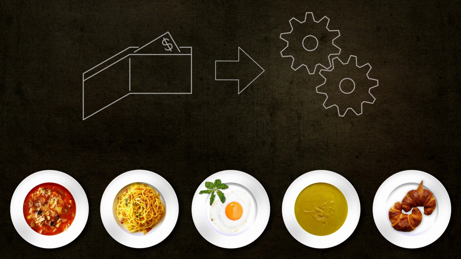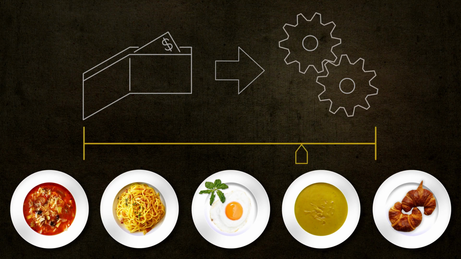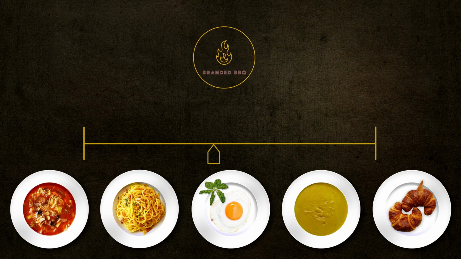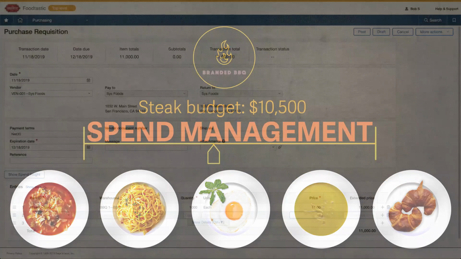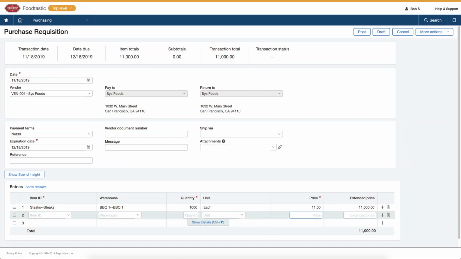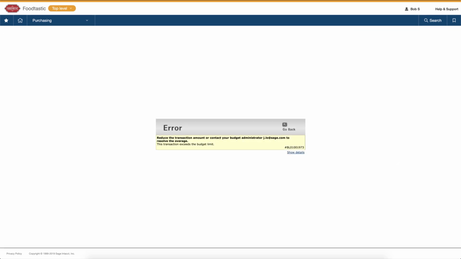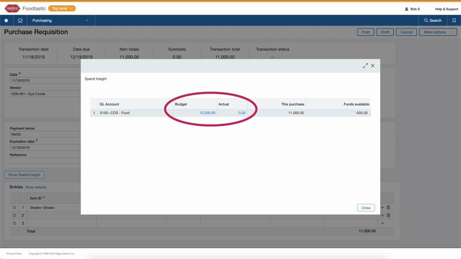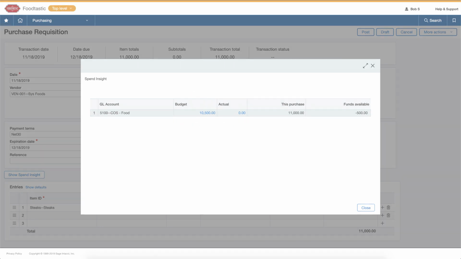Accounts payable in Sage Intacct lets you configure automated processes to eliminate hundreds of hours of manual workflows. Plus, setting spending limits helps you ensure your cost of goods sold stays within budget. Branded Barbecue has a monthly budget for steaks of $10,500. With spend management configured to stop an order if a purchase would throw the expense over budget, the manager placing an order of steaks for $11,000 would get a message alerting them that they can't place the order. Going into Spend Insight, the manager can see how much they'd be overspending, so they'll know how much to decrease the order amount to stay within budget.